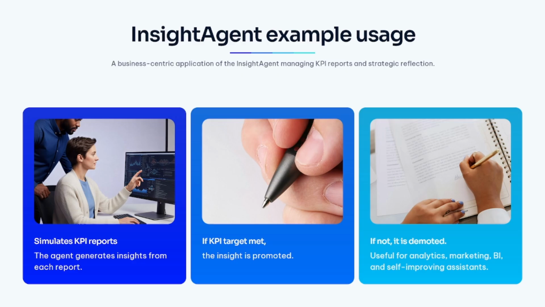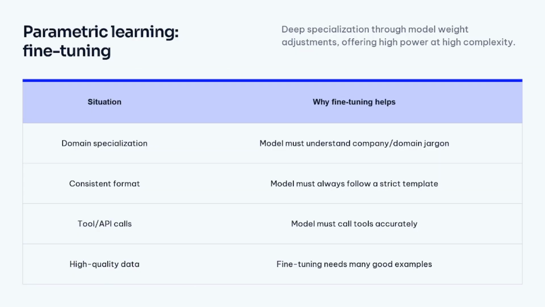And the following are the examples. You can use it to simulate KPI reports. If the KPI target is met, the agent, or the insight or prompt, is promoted. If it is not met, if it doesn't meet the KPI, then it is demoted. So these are examples of designing insights. As it works in general human resources, it can also work in agentic system design.